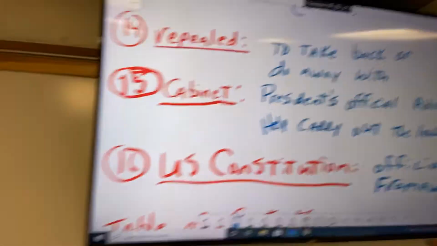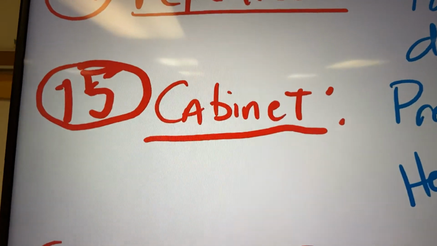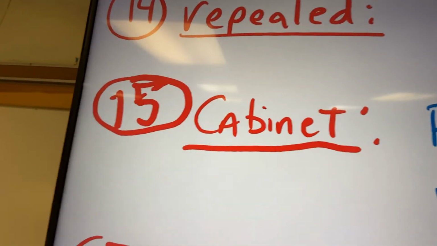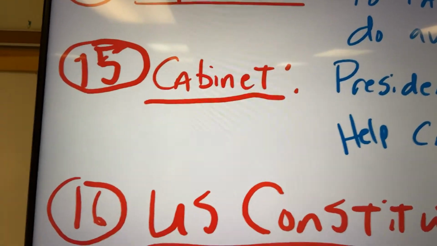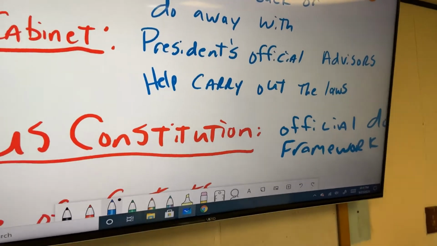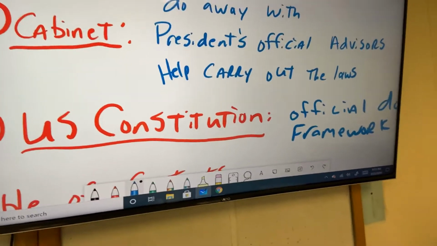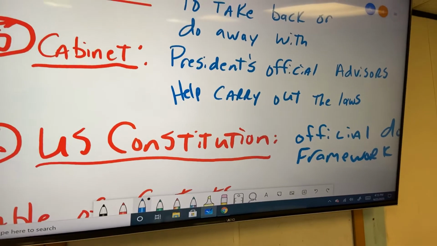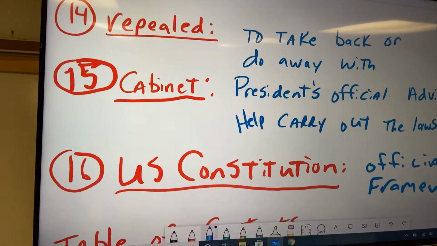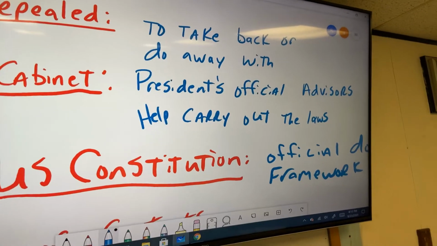Put it here. Cabinet. Now, the presidential cabinet is not where President Trump keeps his peanut butter. The presidential cabinet is the president's official advisors. They help carry out the laws. They help execute them. The cabinet is the president's official advisors. He gets to appoint those people, but check the Senate. Remember checks and balances? Check! The Senate has to approve each one of his appointees.